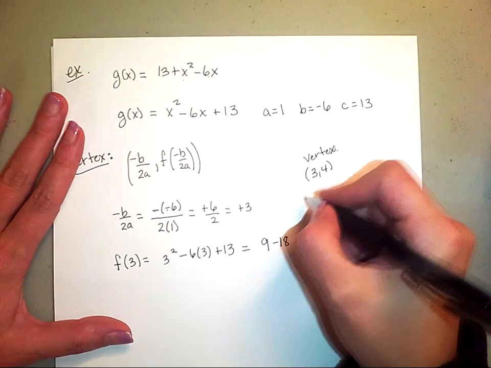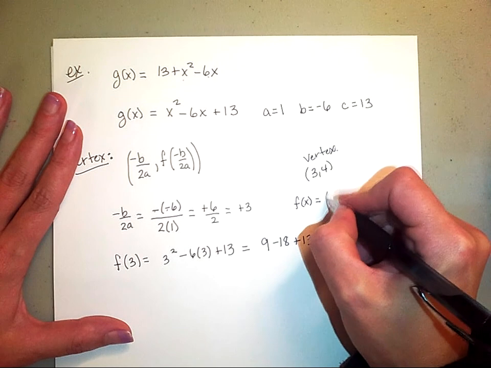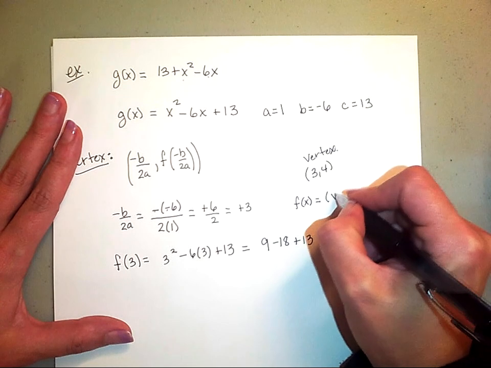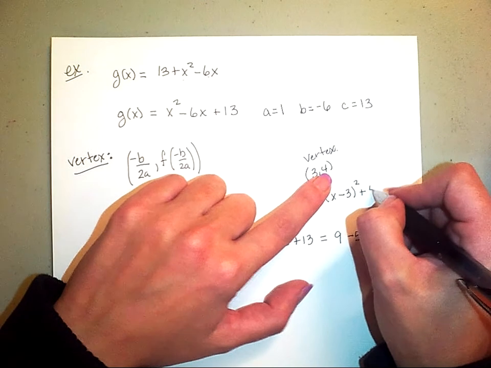Now we know that a is 1, so we could rewrite this as f of x is equal to a, which is 1, times x minus h, which is 3, squared, plus k, which is 4.